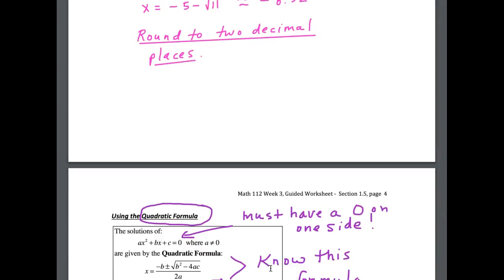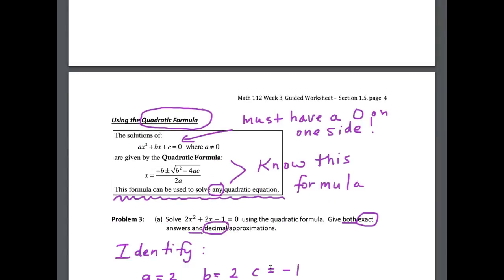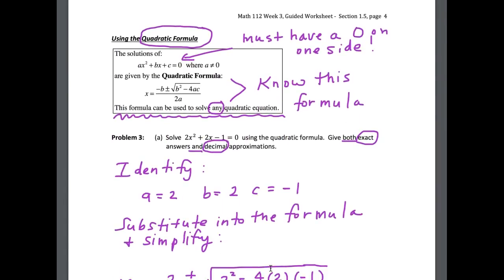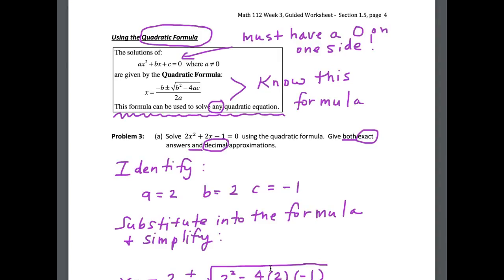All right, so we've seen factoring, we've seen the square root property. Now let's go on to the quadratic formula. So the solutions of this quadratic equation, again focusing on having a 0 on one side, are given by what's called the quadratic formula. Make sure you know this formula. You can use this formula to solve any quadratic equation.